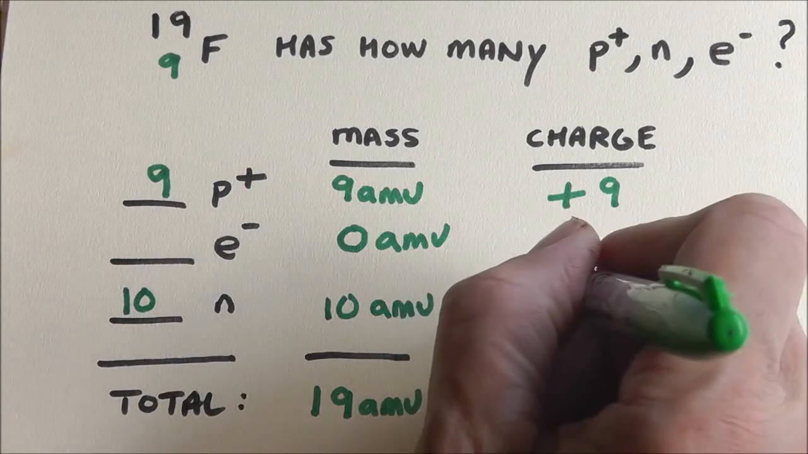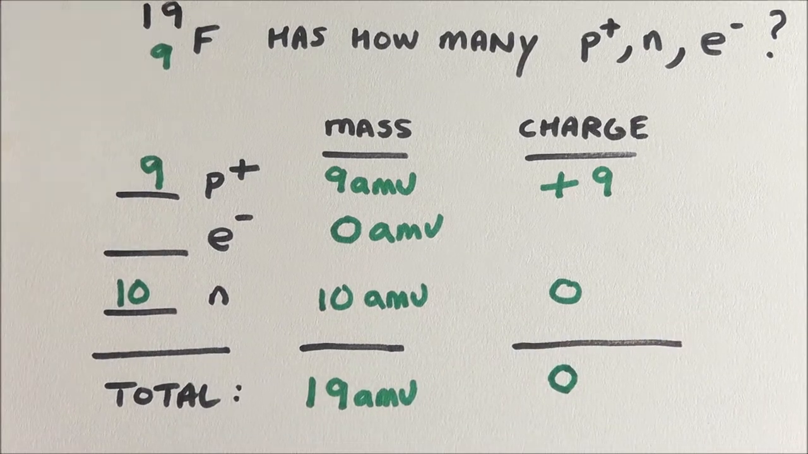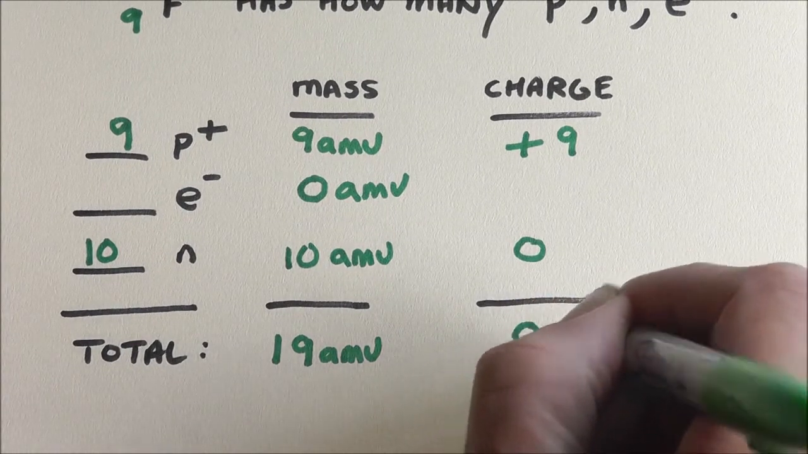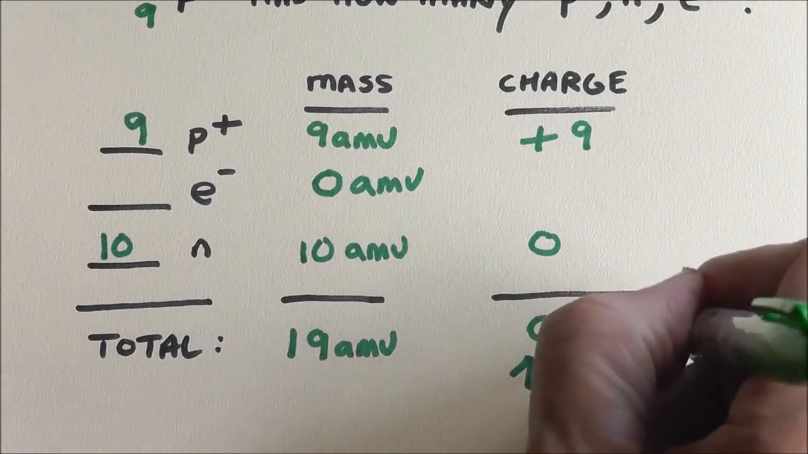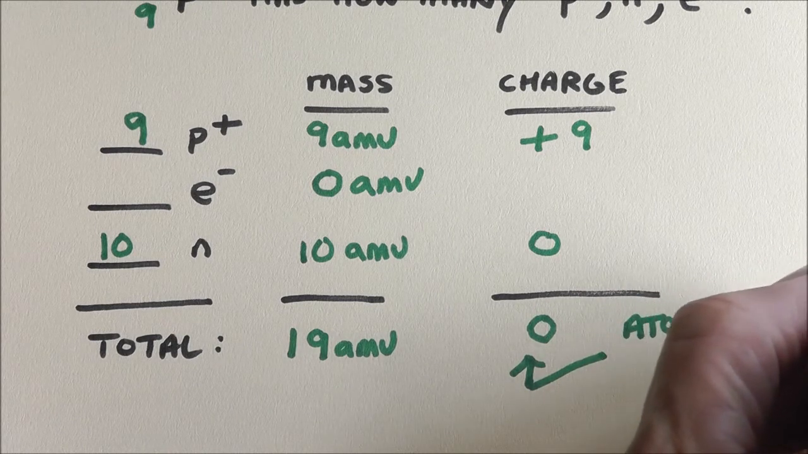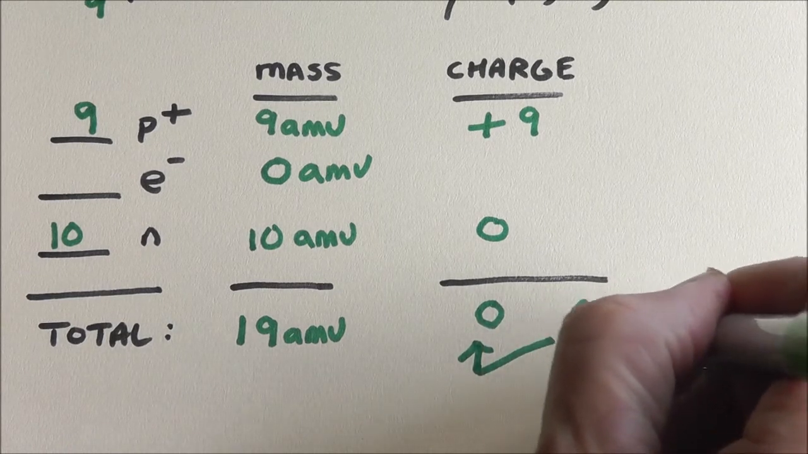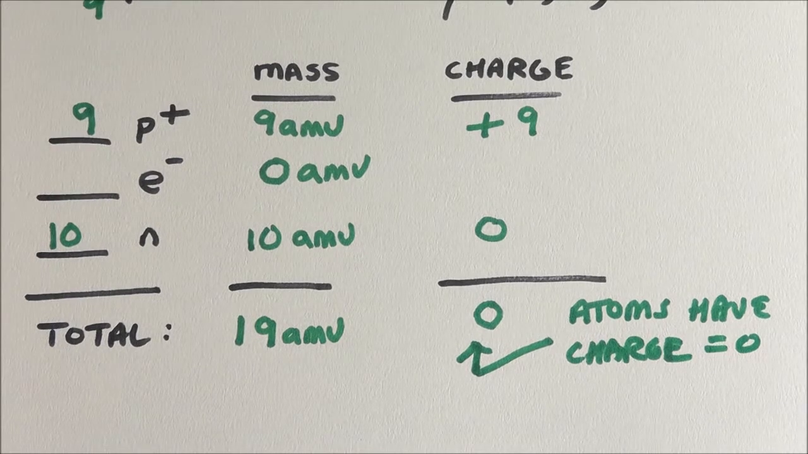What's the charge of 10 neutrons? 10 times 0? Nothing. Now, I'm going to tell you right now that the total charge of any atom is always 0. So, atoms have a charge of 0. If it doesn't have a charge of 0, it's no longer an atom. It's something called an ion, which we will talk about in another lesson or two.